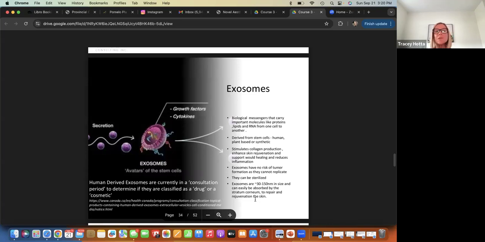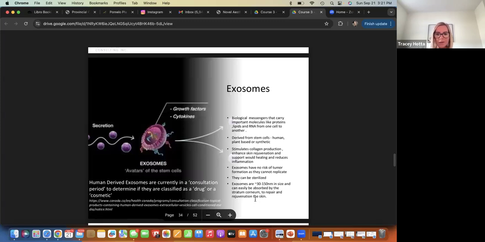So we use exosomes in our practice mainly as a glide for our microneedling. We do find that just like PRP, it significantly reduces the downtime. And we also think that it does kind of boost your treatment. It just gives extra growth factors and extra things to your treatment that I do think makes it better.